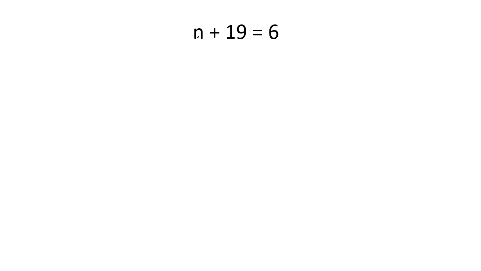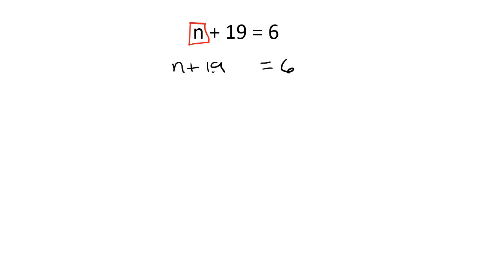Here's the first one. When I see n plus 19 equals 6, I look at the plus 19 and go, oh, I've got to get that out of there, because I'm trying to solve for n, so I want to get n by itself on the left side of the equal sign. So I'm going to rewrite it, and I'm going to leave some space because I know I need to do something to get rid of that plus 19.